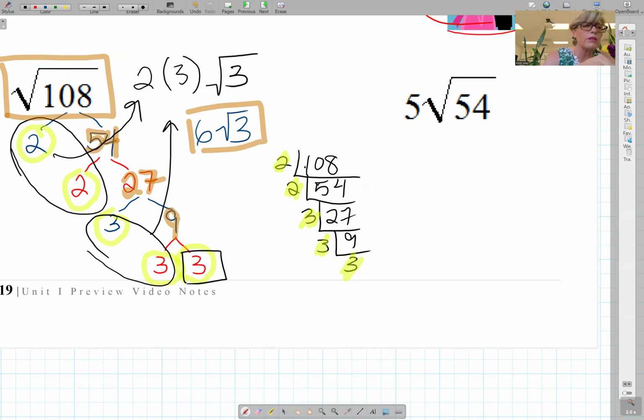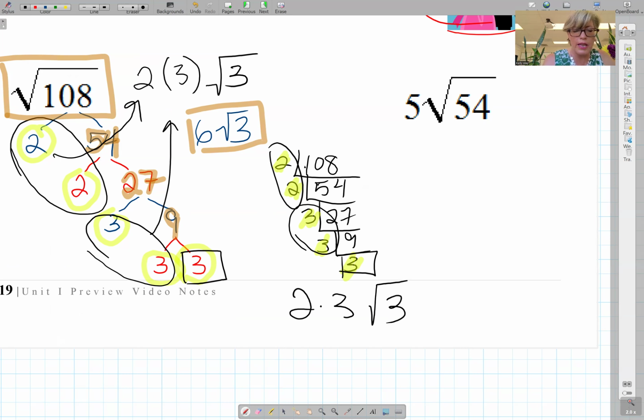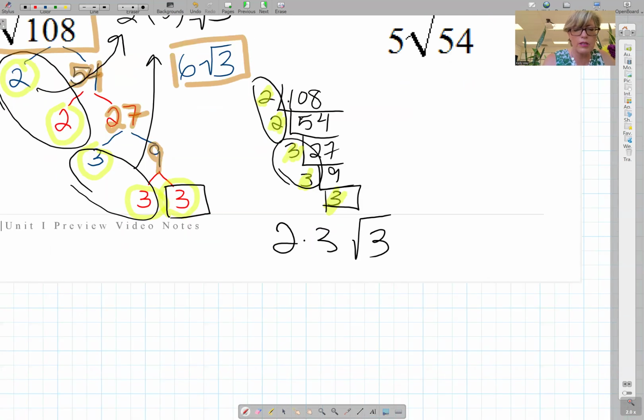We have a pair. 2 and 2, that's a 2, a 3 and 3, a 3. Stays home, no pair. And again, 6 root 3 is your final answer. So that's both versions. You can use either method.